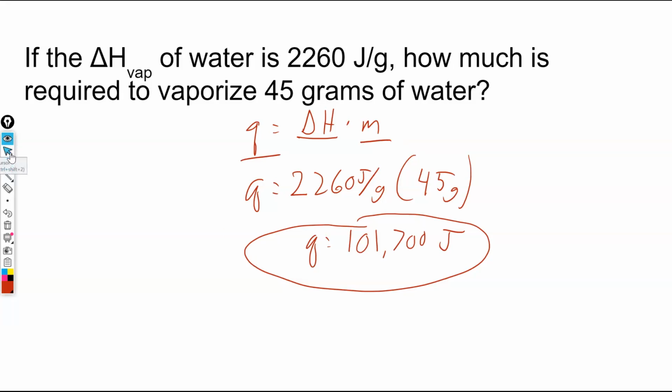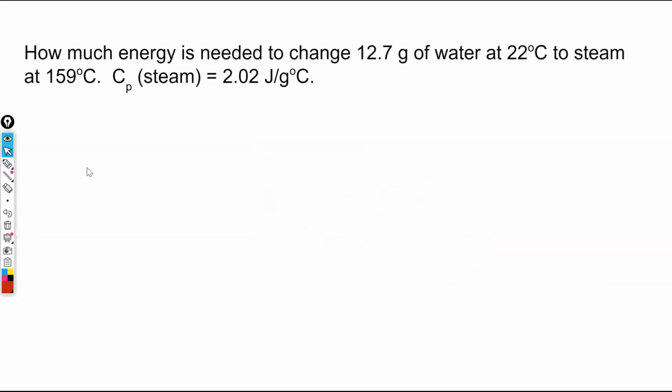Let's look at another one, on how we can use both heat of vaporization or fusion and specific heat. Let's say, for example, how much energy in total is needed to change 12.7 grams of water at 23 degrees Celsius to steam at 159 degrees Celsius. So let me map this out for you so you can see what we're talking about. Here's 0 for temperature for water, here's 100. Remember, it looks something like this.